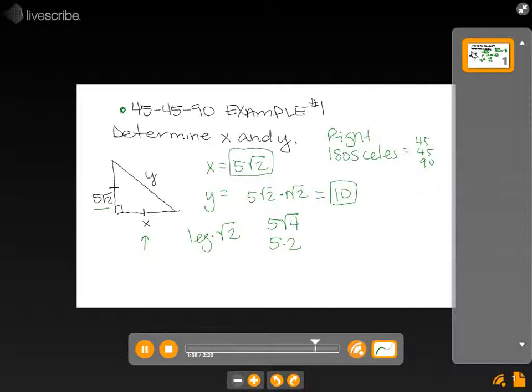So x is 5 root 2 because the legs are congruent to each other, and the hypotenuse y ends up being 10. Now that's an example where you're given the leg and you need to figure out the other leg and the hypotenuse, okay? If you have questions, rewatch this quick video or go back and rewatch the video on 45, 45, 90 triangles.